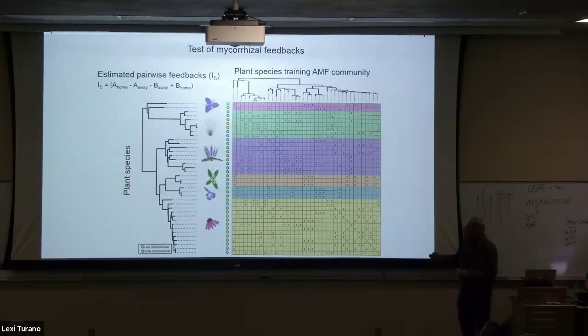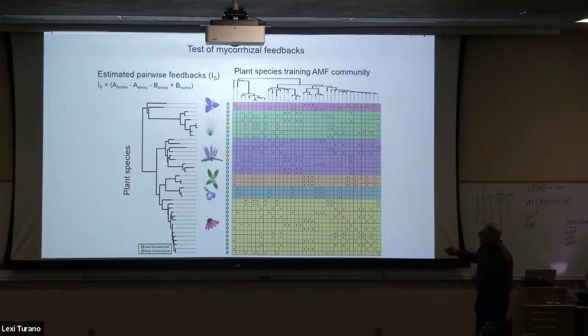But to test feedback, we didn't test all of the combinations. We did a subset of the possible combinations, and then we looked for patterns in the subset that we did test. For every pair, we're looking at how they do with their own mycorrhizal fungal community compared to how they do with each other's.